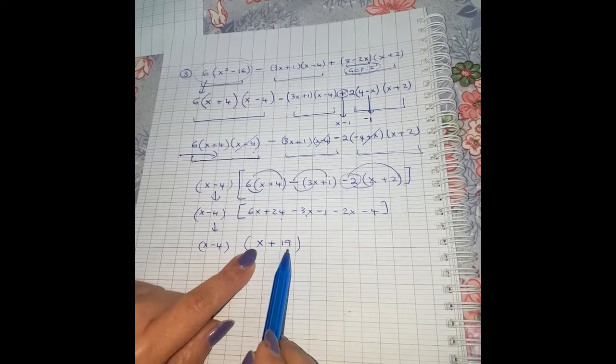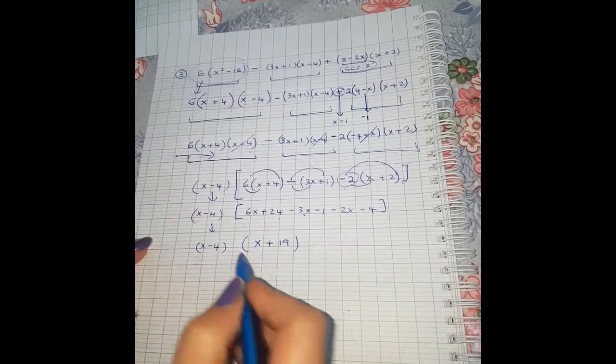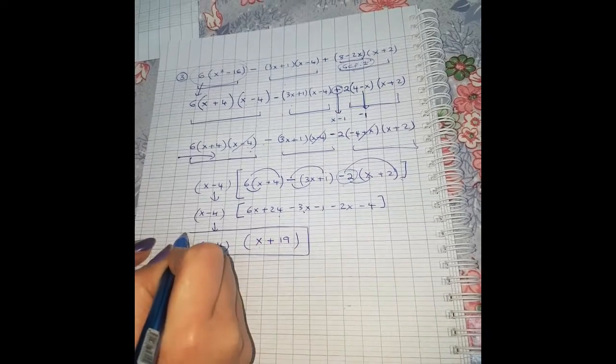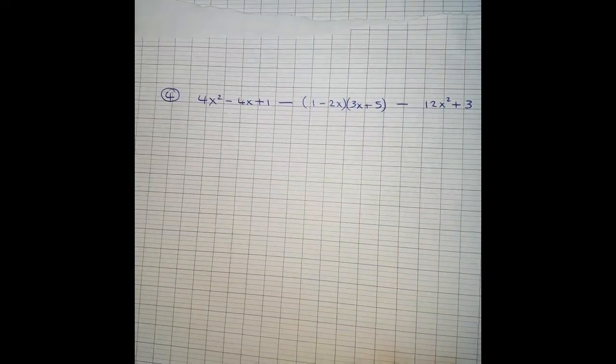Again, I look back into my parentheses. Do I have a GCF? None. Do I have a GCF? None. So this is my factorized answer. Alright, our last example again.